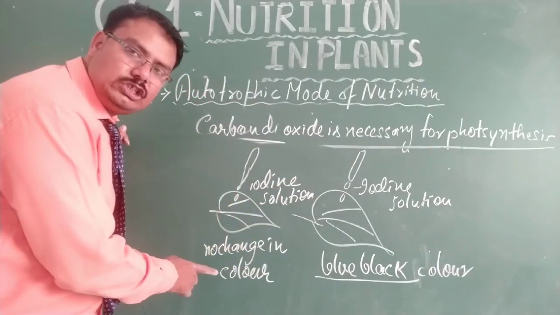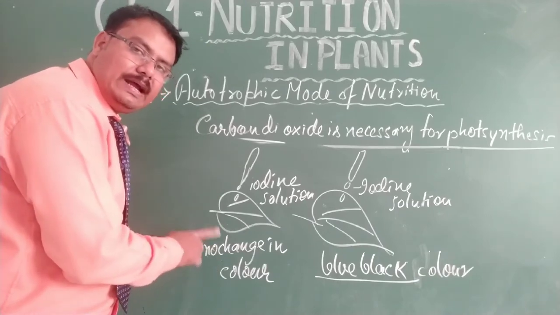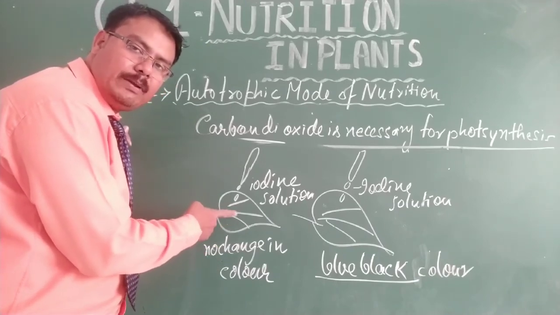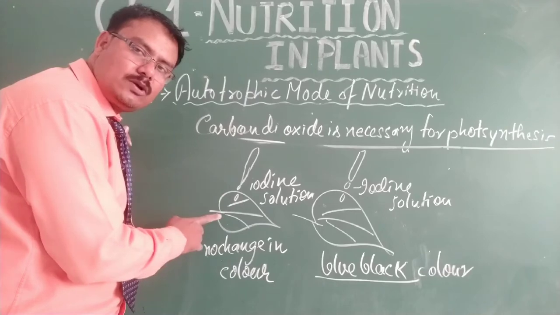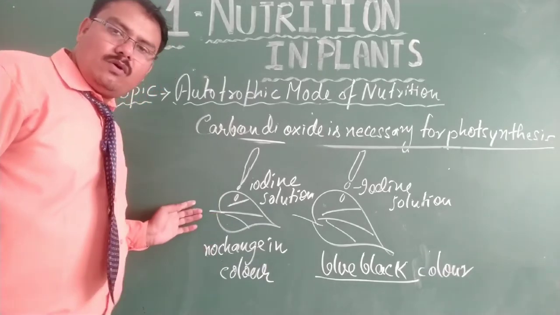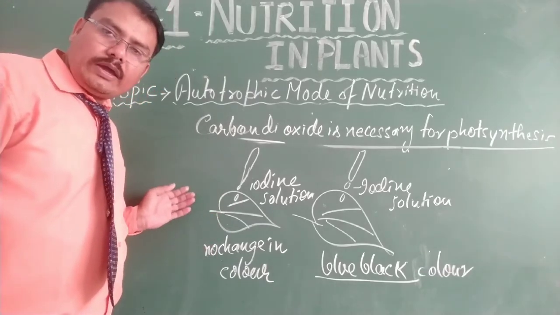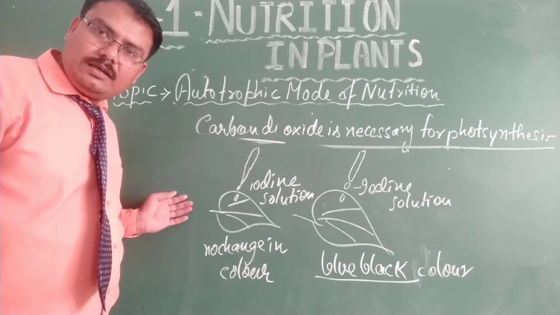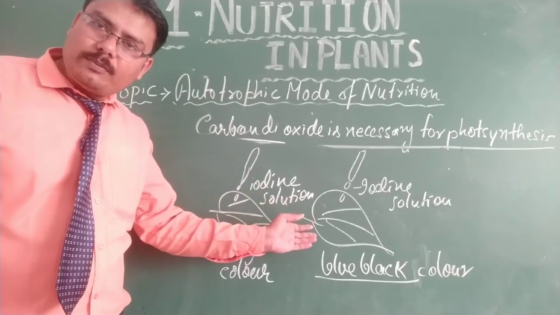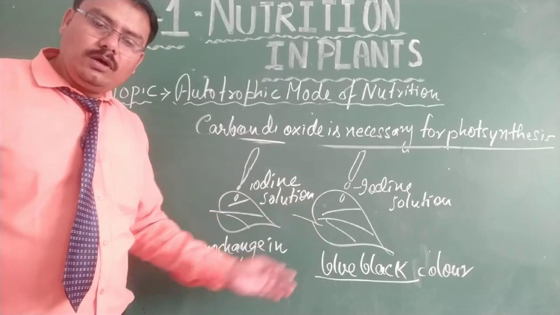But there is no change in color of this leaf, which proves that food has not been prepared in this leaf, because these leaves didn't get the carbon dioxide, but these leaves had got the carbon dioxide, and so they have prepared their food.